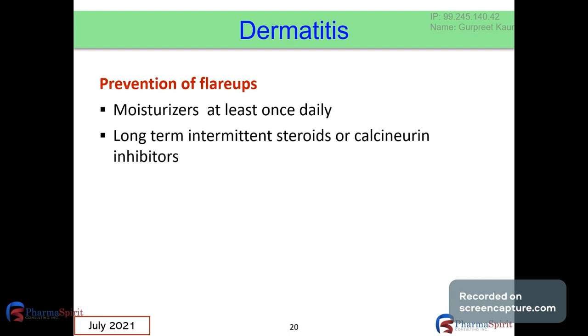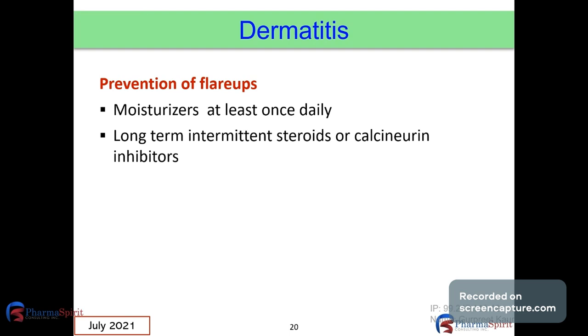Other measures that we can use to prevent flare-ups include long-term intermittent topical corticosteroids or calcineurin inhibitors. So what does it mean? This means that we will apply either corticosteroid or calcineurin inhibitor to areas previously affected by dermatitis to keep remission. So for example, the patient had hand dermatitis, and we want to make sure that the patient will not get hand dermatitis again. What we can do is, after remission, the patient can use corticosteroids intermittently or calcineurin inhibitors intermittently to maintain remission.